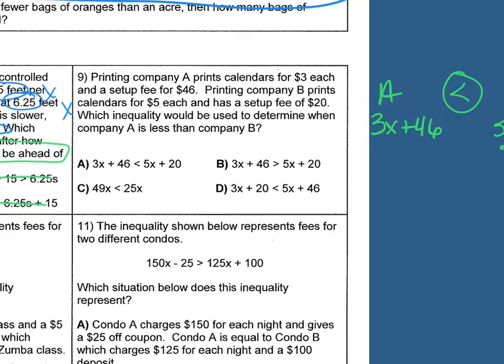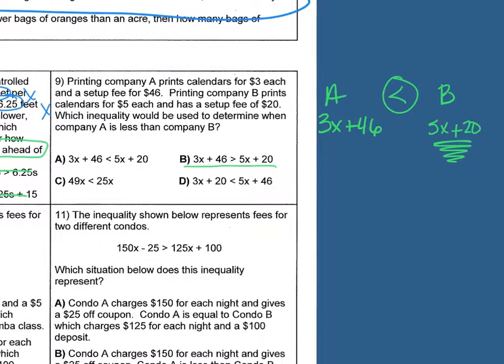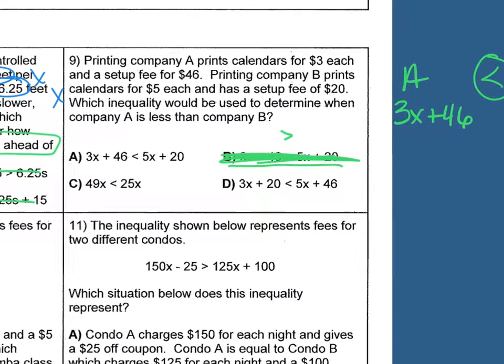I can get rid of B. How come? Because it shows the alligator mouth pointing towards A. Okay, it's saying that A was greater than. The inequality sign's facing the wrong way. So B's out. What about C?